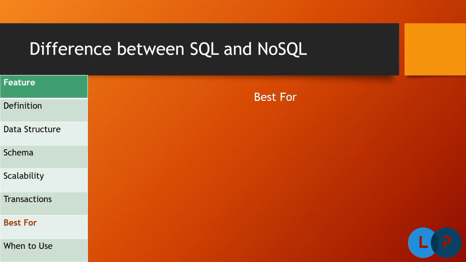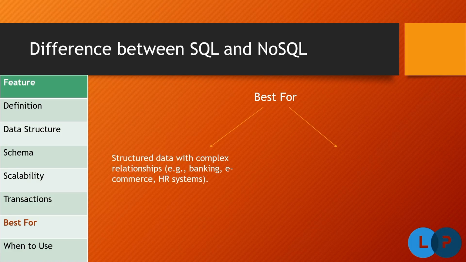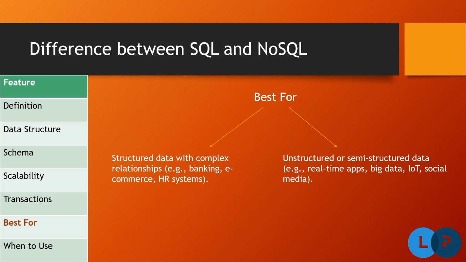Then where we usually use them. SQL is best for structured data with complex relations, such as banking software, any e-commerce software, or HRMS systems. Where we need a predefined, already known structure, we can use SQL. And NoSQL is for unstructured or semi-structured data, such as real-time apps, big data, IoT, or social media. There we don't have any specific structure, so we can use NoSQL.